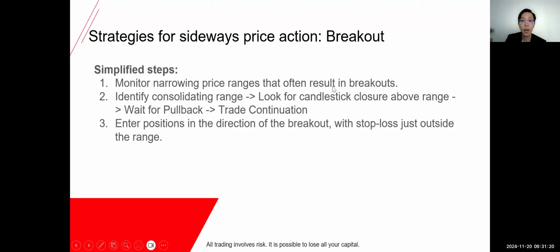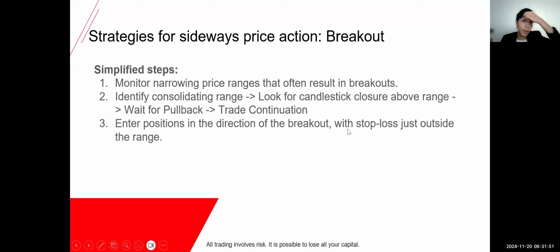We go through breakout. For breakout, we identify the consolidating range. You look for a candlestick closure above or below the range, then we wait for pullback, and then we do the trade continuation. It's exactly what I said just now. Very simple stuff. The safest way is to wait for pullback. The more aggressive way is to enter once it has a candle closure above or below the range.